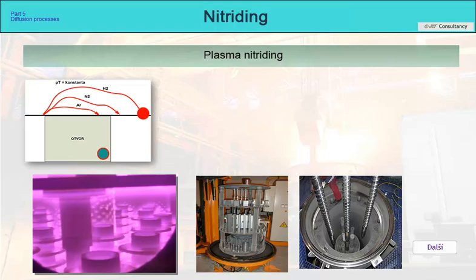Another disadvantage is that the parts for plasma nitriding must be precisely positioned, and there must be a gap of at least 10 millimeters between the parts. The effective use of the working space will therefore be lower than in the case of nitriding in gas.